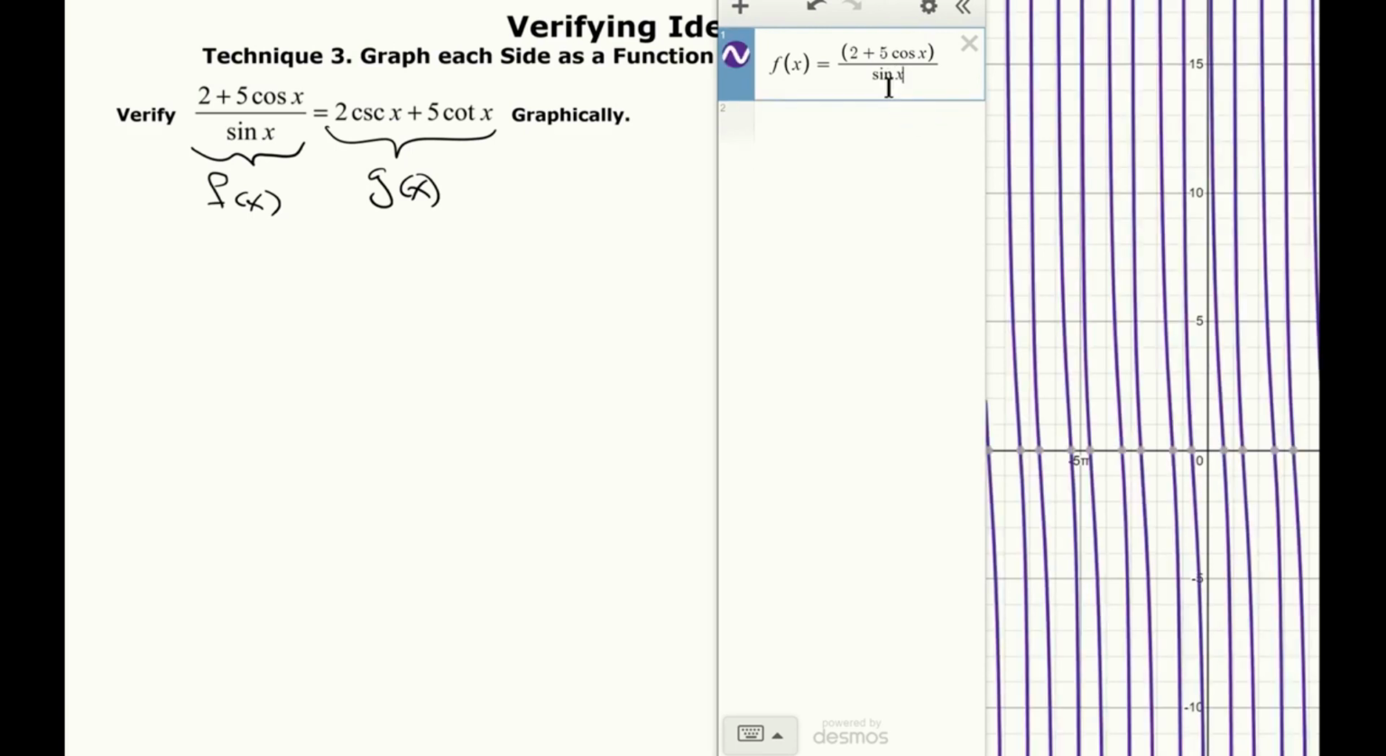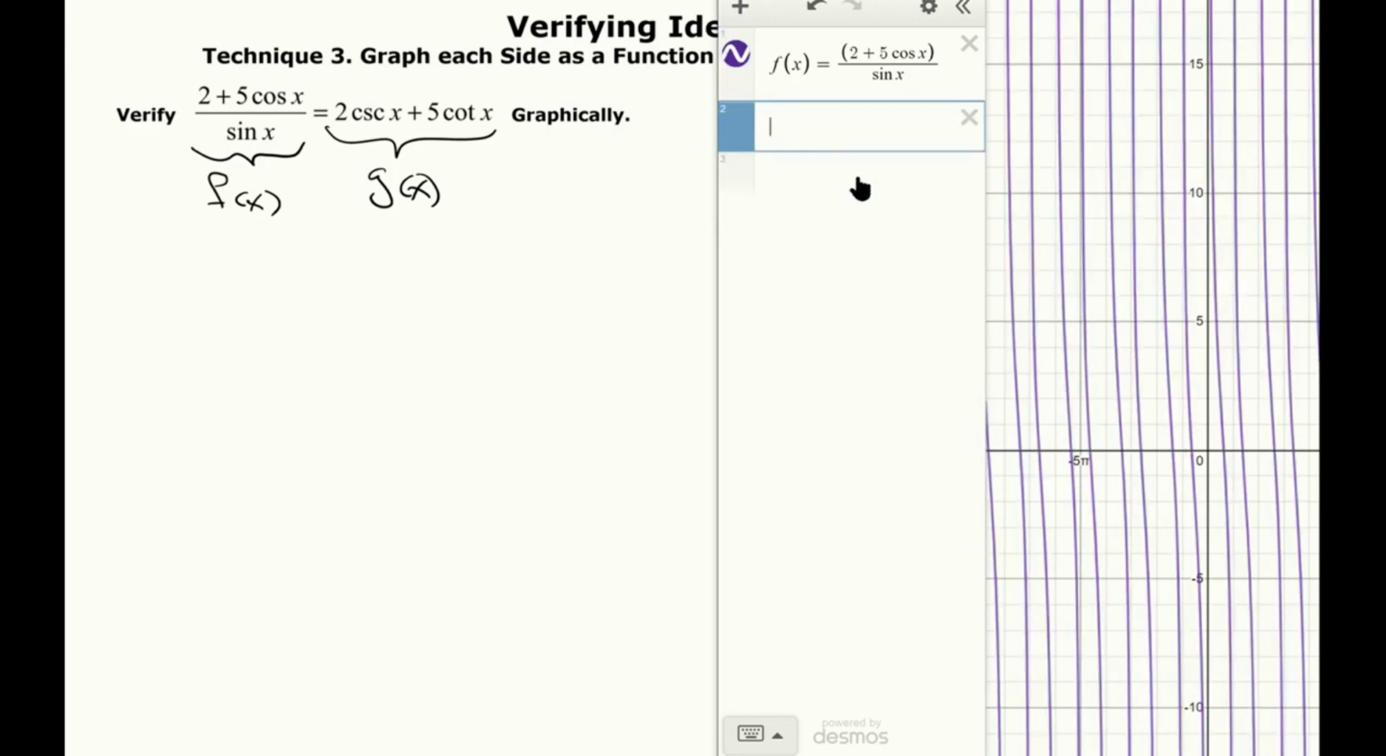But as soon as I throw in the sine x on the bottom, you know problems are going to come in, because every place where sine x is 0, which is all integral multiples of pi, this graph is going to become asymptotic. So it's not surprising that it looks so wild, but that's not the point of what we're doing right now.